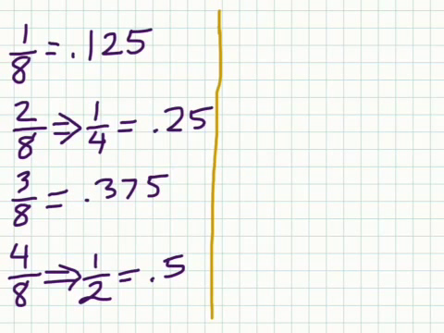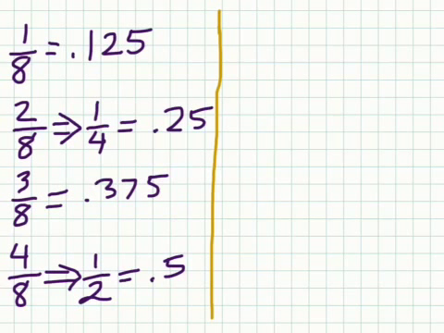So we've already established the first 4/8. 1/8 is 0.125. 2/8 can be simplified to 1/4, which we know is a quarter. And a quarter is worth 25 cents, or 0.25. 3/8, well, we can use the facts that we know before from 1/8 and 2/8 to add those together and get 0.375, 375 thousandths. And then we get to 4/8, which can be simplified into 1/2, which we know as the decimal 0.5.